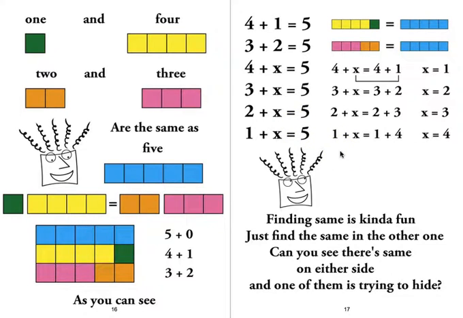Finding same is kind of fun, just the same. Just find the same in the other one. Can you see there's same on either side? And one of them is just trying to hide. That's all it is. Because they're same. It's the same thing, as long as we know, in this case, for example, that x is 2.